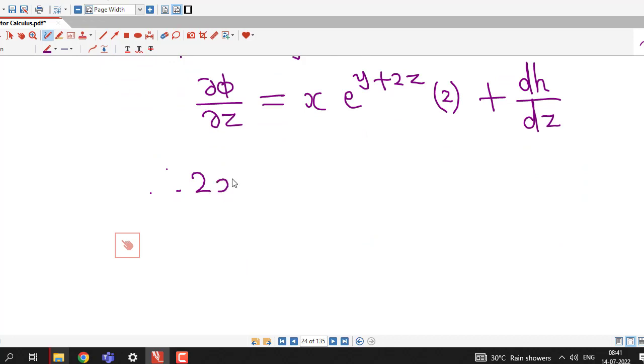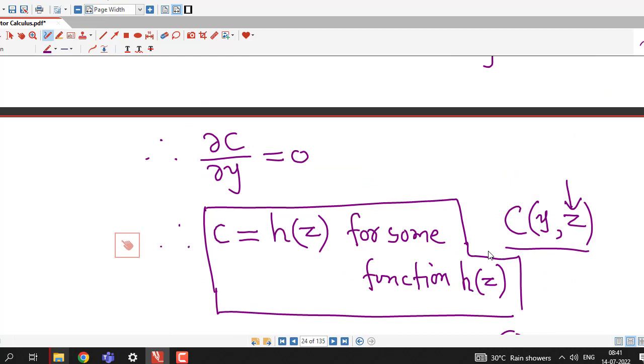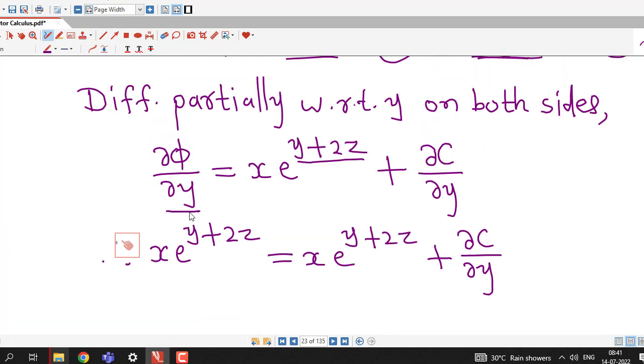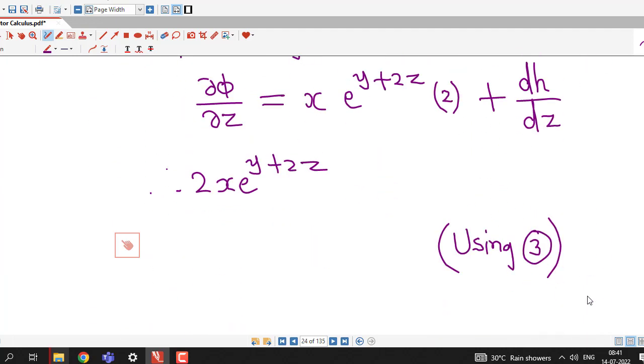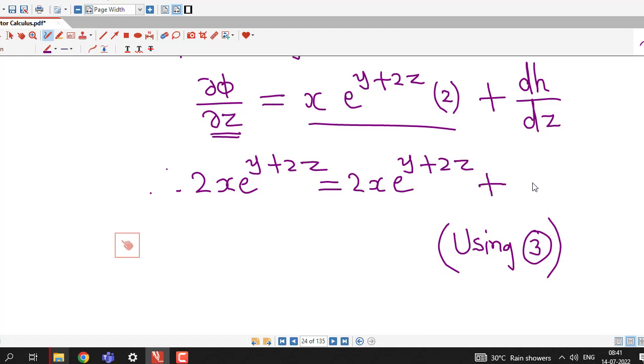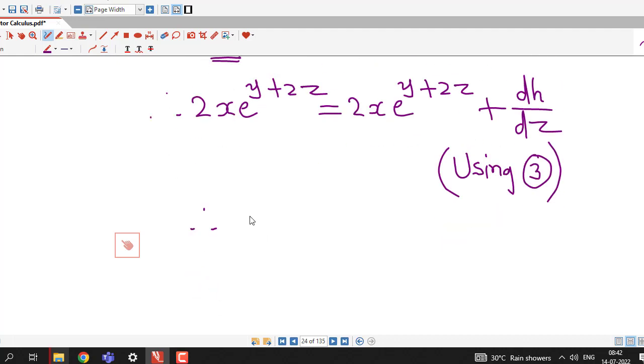And del phi by del z is 2x e raised to y plus 2z. This we obtain from equation number 3. So here also I have to mention, I am using equation number 2 here. I have put value of del phi by del y from equation number 2. So here I write using equation 2. So we should mention whatever we are using. So using equation number 3, we write del phi by del z equal to 2x e raised to y plus 2z. And here also we have same quantity 2x e raised to y plus 2z plus derivative of h with respect to z. So from this we obtain that dh by dz is 0.